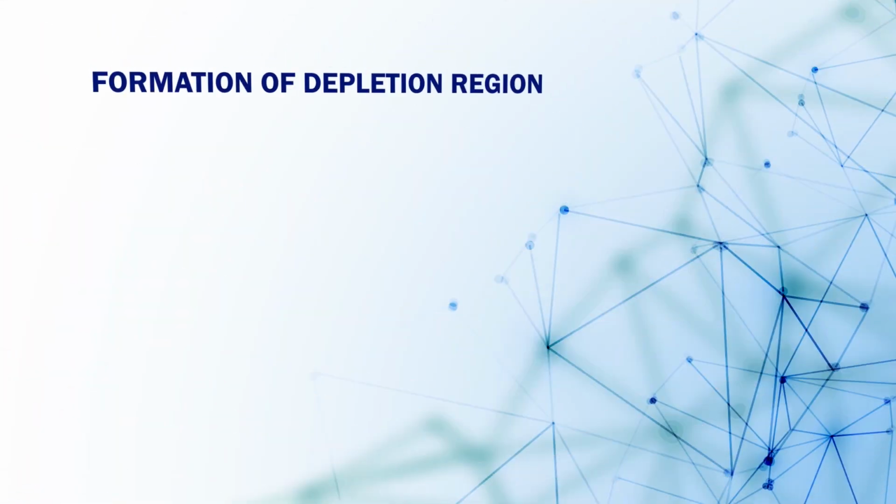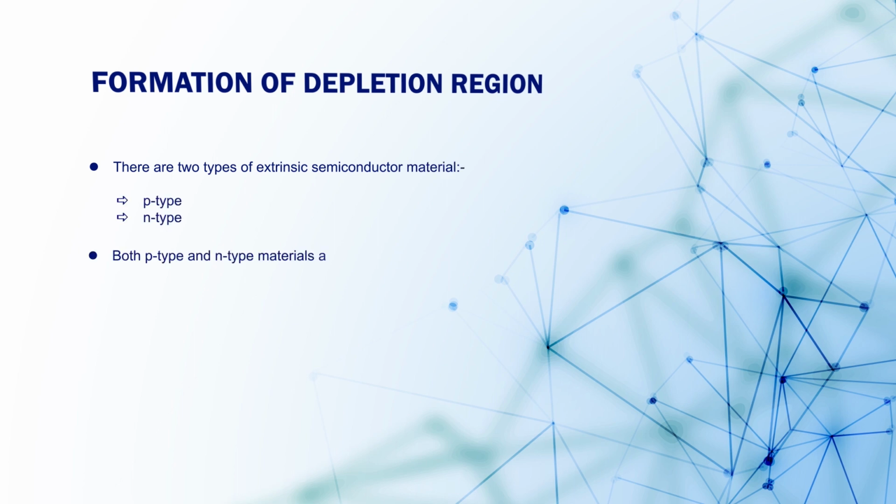Now, let us study the formation of the depletion region. How is the depletion region formed in a diode? As we all know, the diode has two layers, P and N, since it is made up of two types of extrinsic semiconductor material, P type and N type.